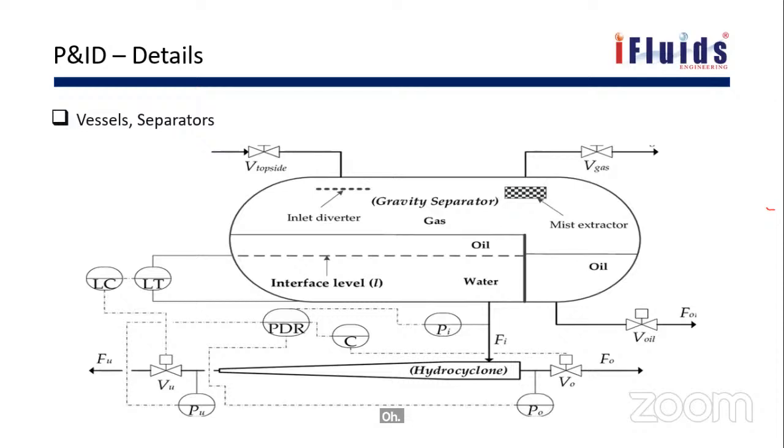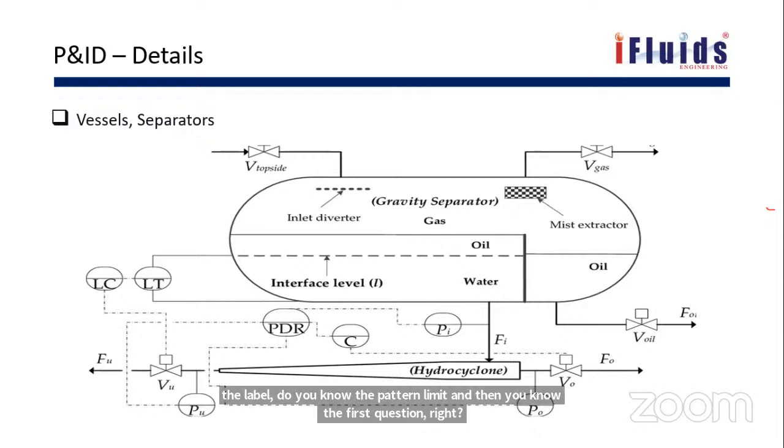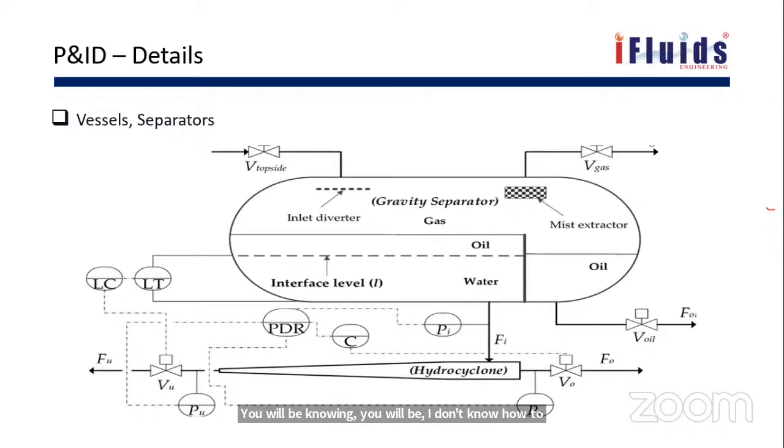That means from the process team, the P&ID, that means the PFD, right? From the battery limit, it will go to the first vessel. So in the layout, you know the battery limit and the first vessel, right? But I don't know how to route the pipe, because I show only the line connecting battery limit to the vessel and one vessel to the other vessel.